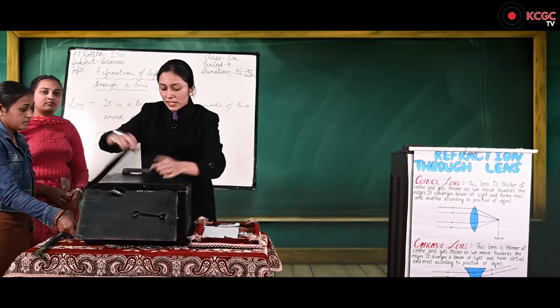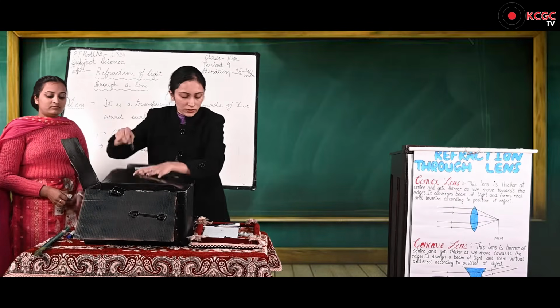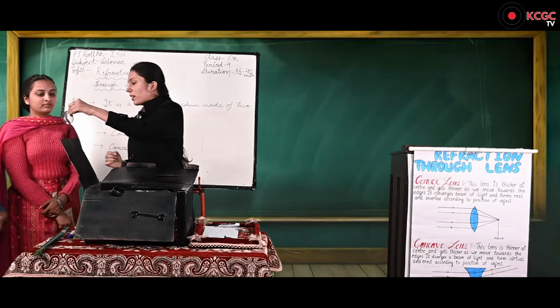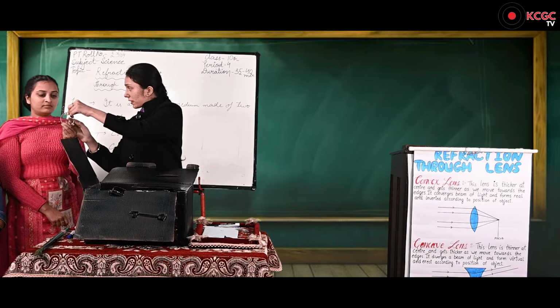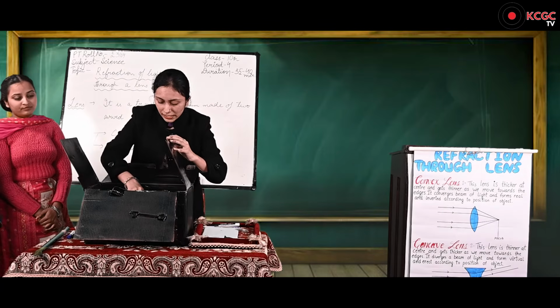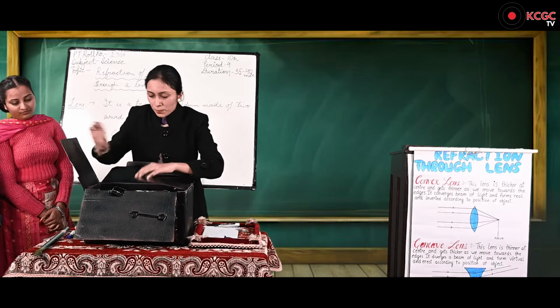I'm going to place a concave lens inside the box. This is a concave lens. You can feel it. Just feel it. It is a bit thinner at the center. Yes. So it is a concave lens. I'm going to place the concave lens inside the optical box.